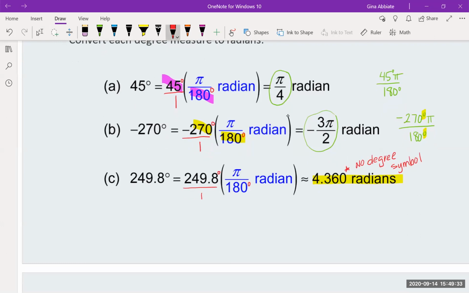If I list this number 30, this means 30 radians. If I list this number, this means 6.5 degrees, right? We don't judge the number based on whether it's a large number or a small number. We judge it based on whether or not it has the degree symbol written.